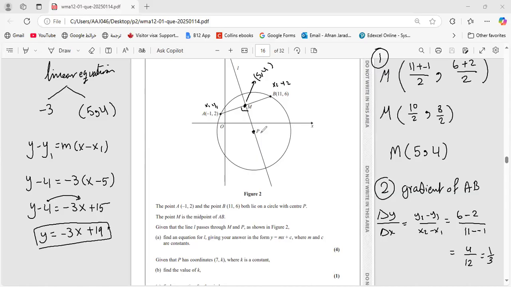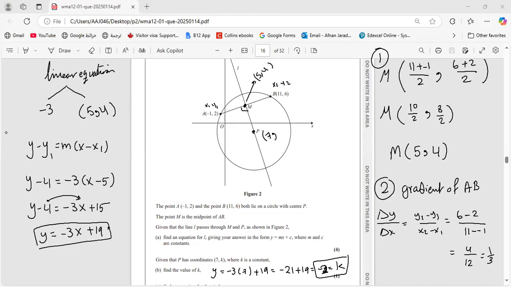P, which is the center. P lies on L, the line that you found already, its equation in part A. So just substitute: y equals minus 3 multiplied by 7 plus 19, which equals negative 21 plus 19, which equals negative 2. So k equals negative 2. Yes, it's negative 2.